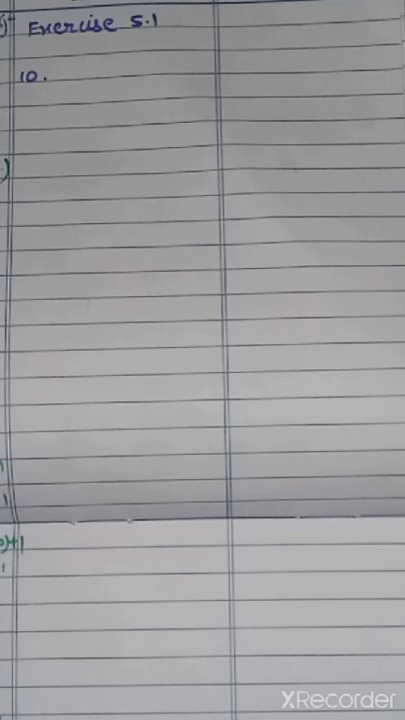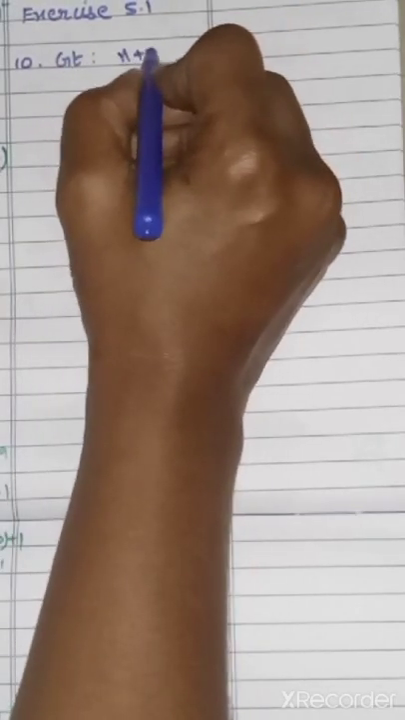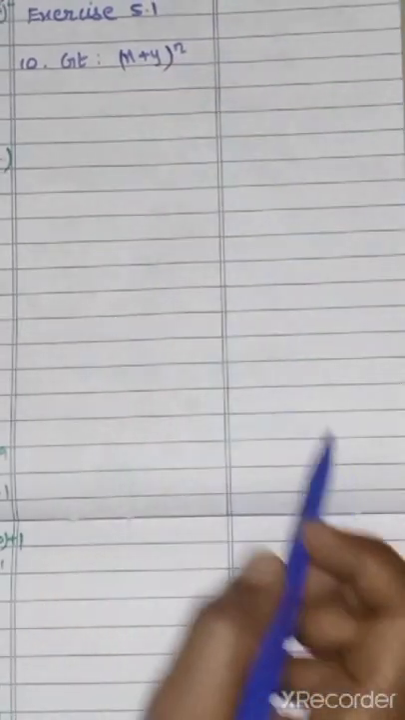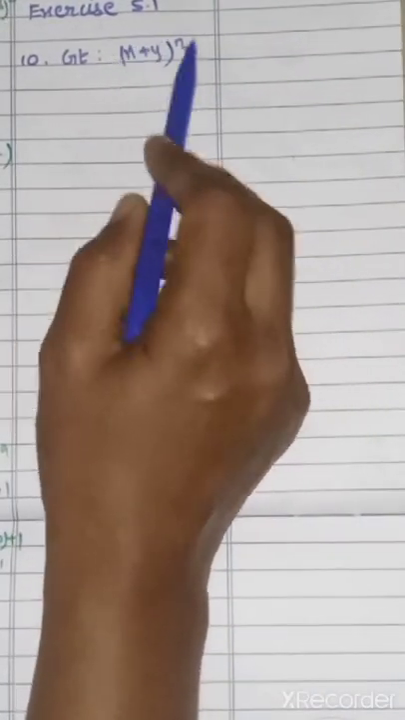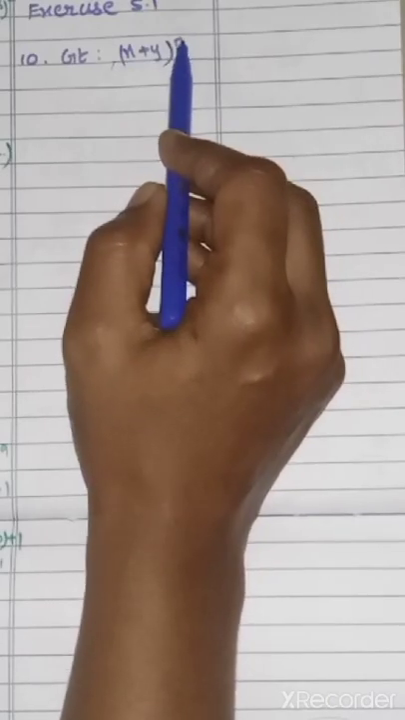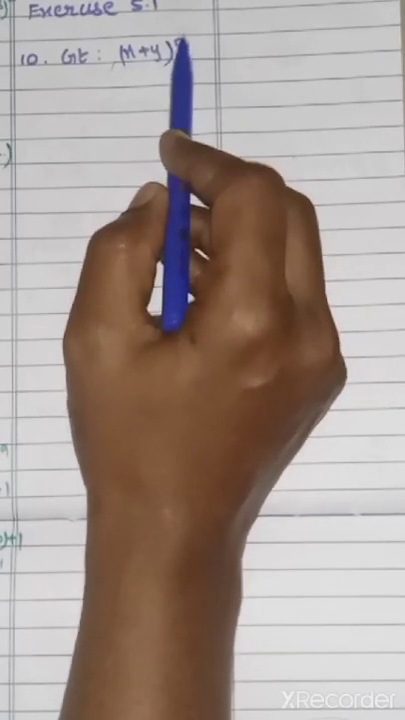Exercise 5.1, 10th problem. Question: if n is an odd positive integer, prove that the coefficients of the middle terms in the expansion of (x plus y) power n are equal. So what is given here? If n is an odd positive integer, the expansion given is (x plus y) power n. In that expansion, this n is an odd positive integer, it is given. So n is an odd number.